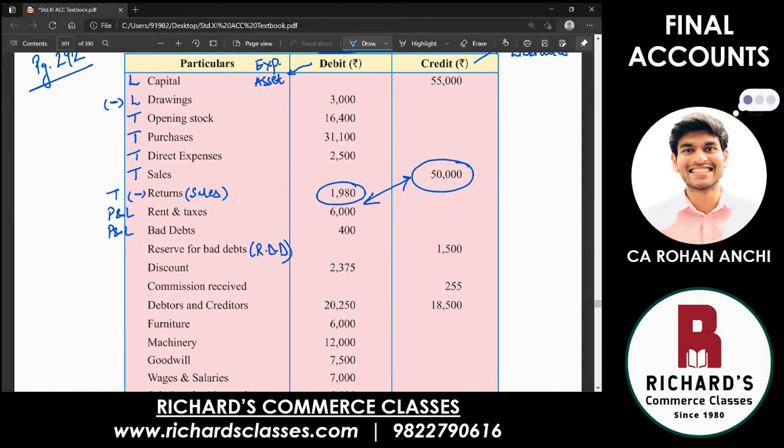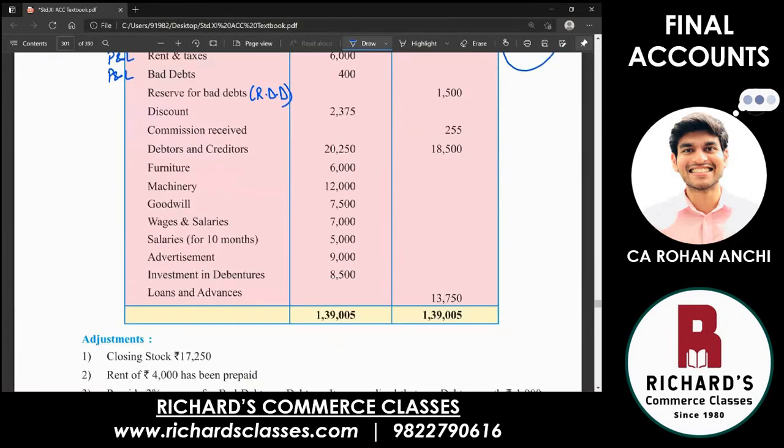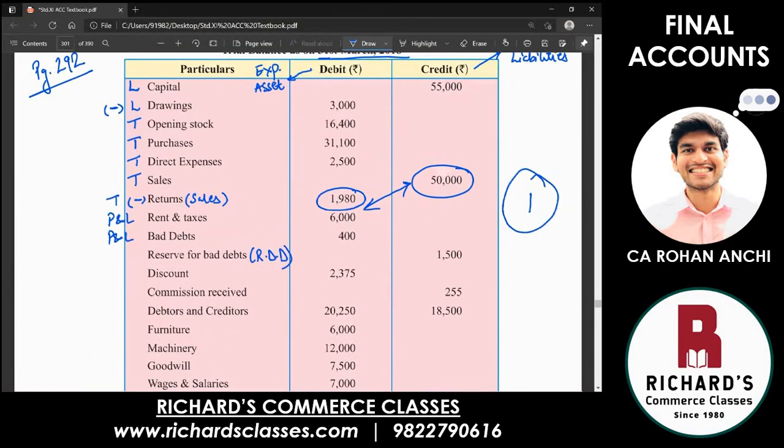Discount, where will you write? Just now I told you, anything you pick up from the table has to have only one effect, only one place. Don't say two effects. Two effects is for the discussion below. Only one place. Where are you going to write discount? Profit and loss account. And this is in the debit column, so you will continue to write on the debit side.